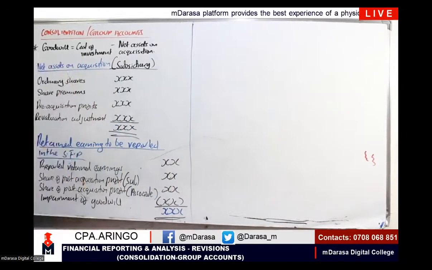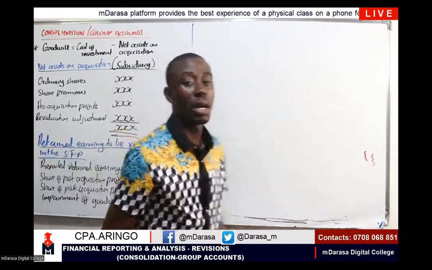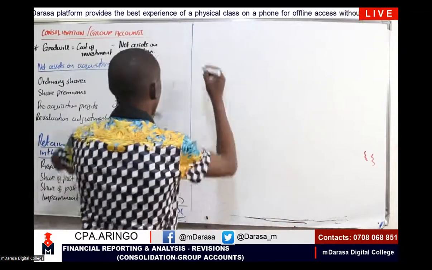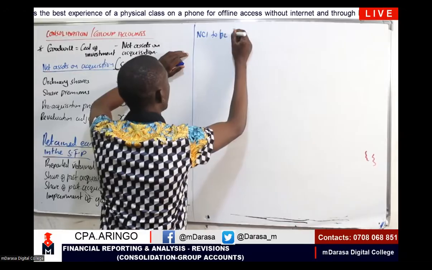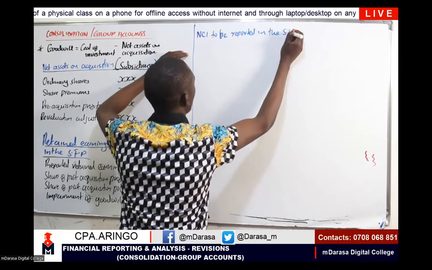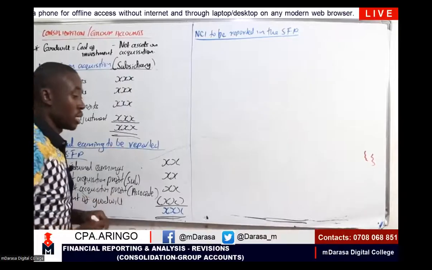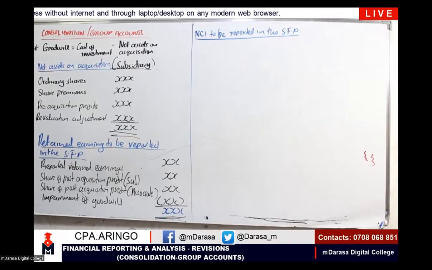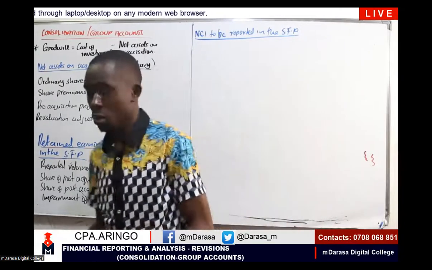Then another key element that we must always have at the back of our mind is how to work out our NCI, right? How to compute our NCI to be reported in the statement of financial position. Again, this one will also be very simple. How will it be simple? Because, my good students, at this point, what we are going to consider are the following.